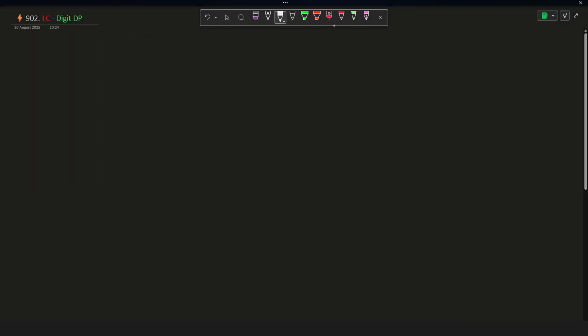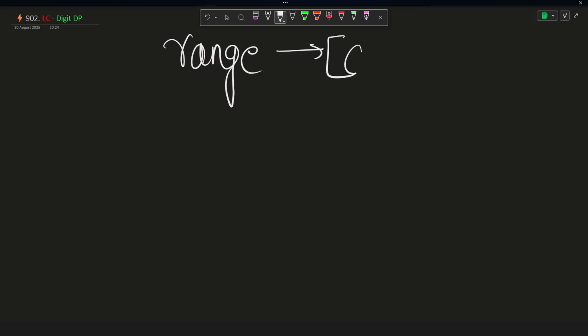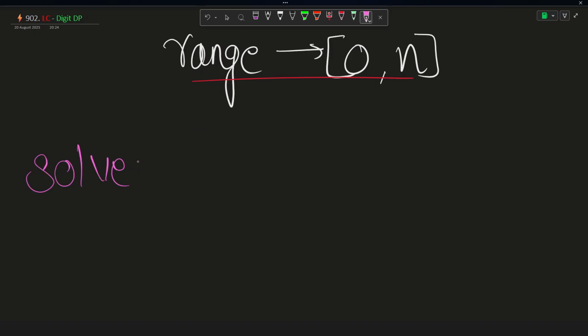So let us start now. We know that the range we have to deal with is nothing but from 0 till n, right? If this is the given range, then we know what we have to do. First we will solve it for the rightmost part, that is solve of n, and then we will solve it for the leftmost part, 1 less than the given.